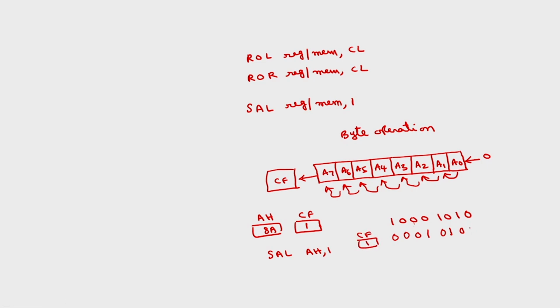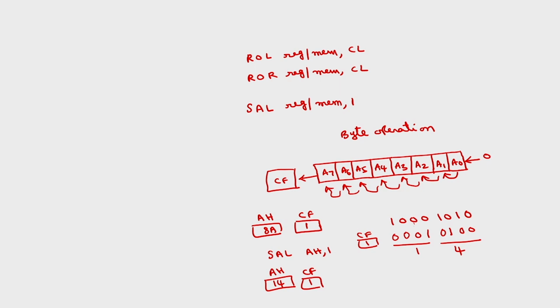Now here so many zeros will be added. So here this position will be loaded with zeros. So this becomes 1, 4. So the contents of AH becomes 14H and carry flag will be anyhow set. This is about shift left operation and how this will be different from the rotate left operation.